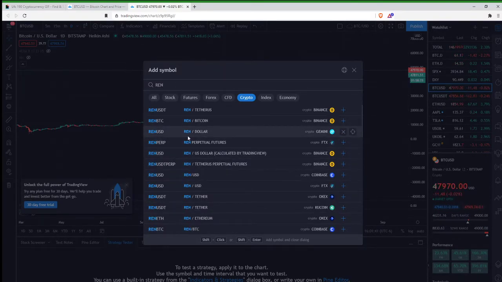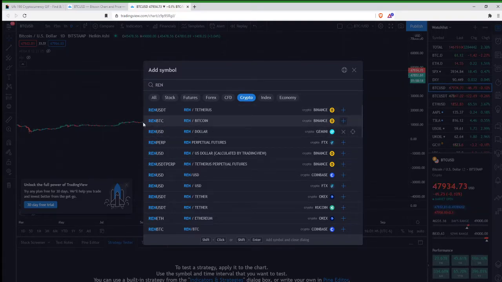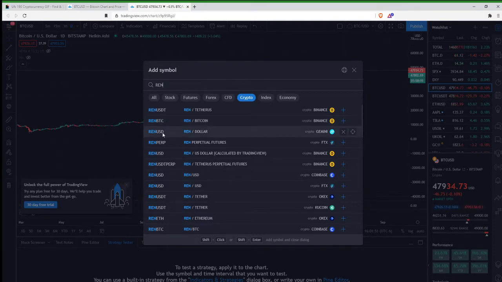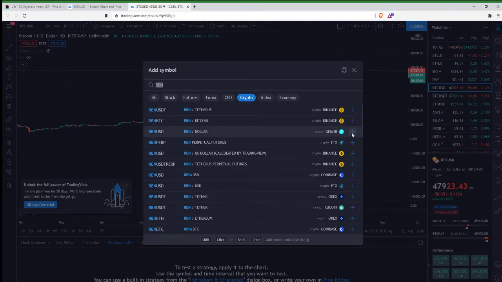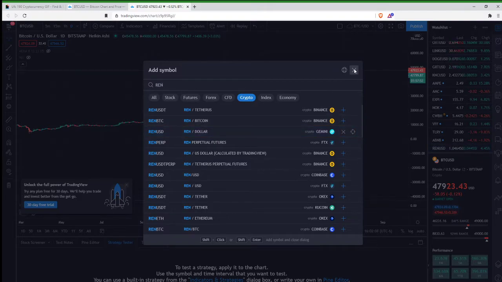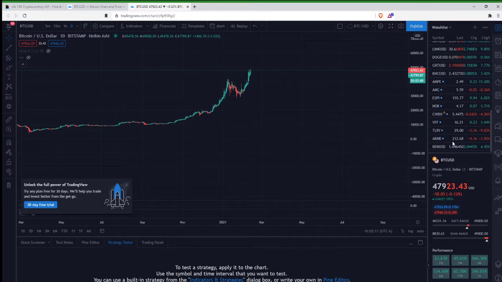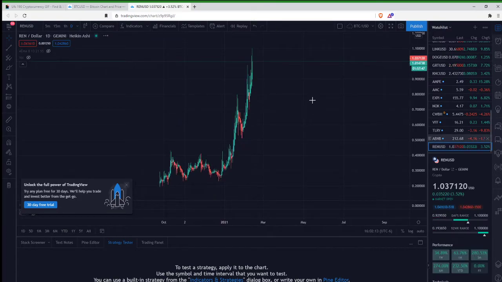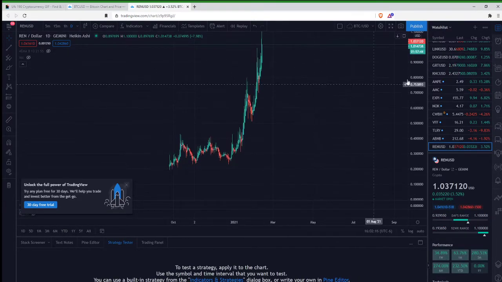Let's take a look here. We're going to want to find REN US dollar. Unless you guys know how to read REN paired with Bitcoin, we can get into that later at some point. But to keep it simple here, we're just going to go with REN US dollar since I already have it on my watch list. It shows the X here, but you would add it by clicking the plus sign here. All right. Well, for whatever reason it removed it, but we re-added it here, and we're going to take a look at REN.